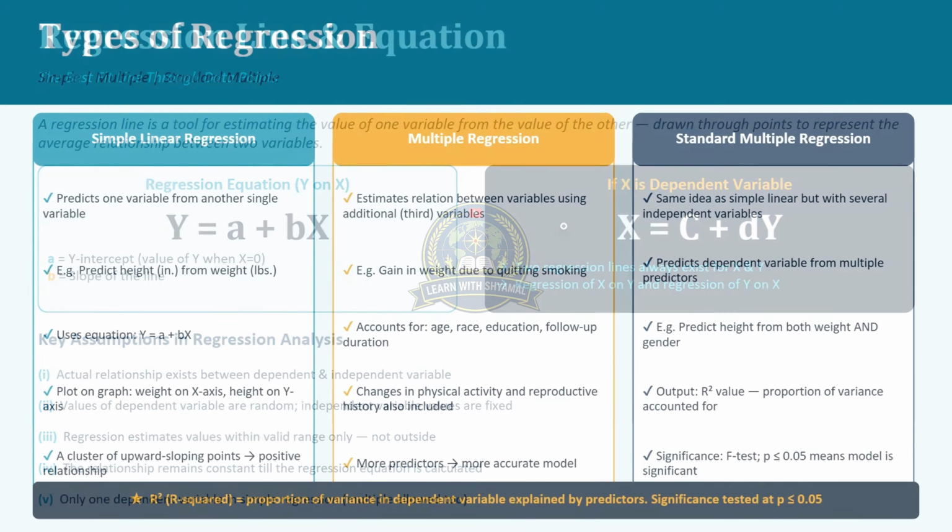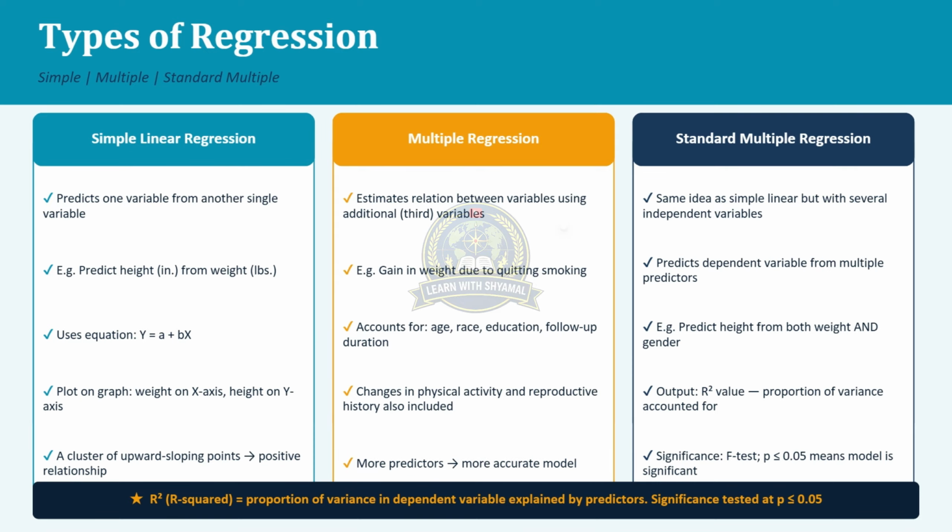Then types of regression: simple, multiple, and standard multiple. Simple linear regression predicts one variable from another single variable. Example: predict height in inches from weight in lbs. Use equation y = a + bx. Plot on graph weight on x-axis, height on y-axis. A cluster of upward sloping points shows a positive relationship.